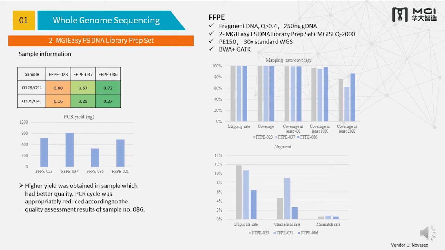So actually, I didn't highlight it because these three different samples, they have different DNA input. No, we have the same DNA input but different quality. So here you can see the DNA sample from FFPE, the quality is better, and then the duplication rate is lower. The chimeric rate, the transparent rate is much lower, and also you can see the coverage at 20x is much higher than the rest two different samples.